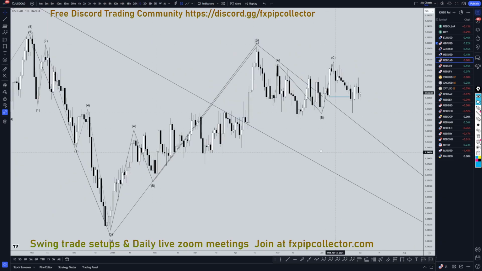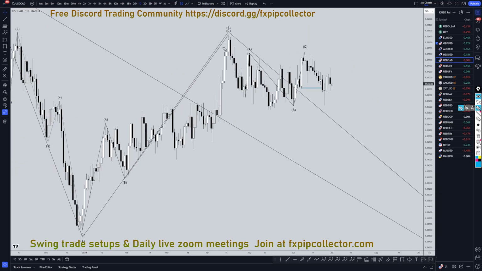Heading down to the daily time frame, the US dollar CAD has been so sideways for about 2 months now. Very sideways price action. Now we do have a breaker structure to the downside, so I would expect this move up to possibly be a crescent to the move down. I still think this is possibly the end of a wave C.